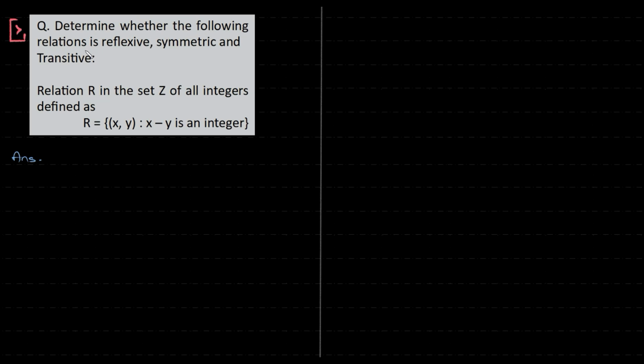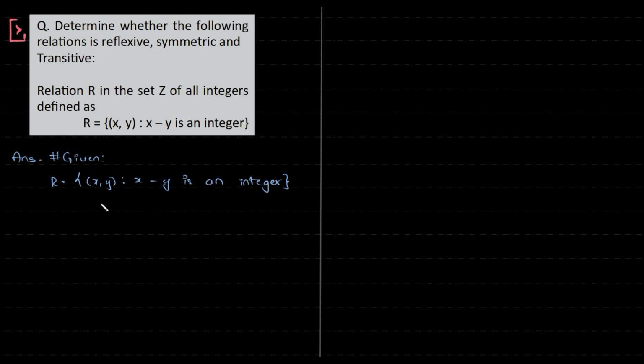Determine whether the following relation is reflexive, symmetric and transitive. So we have been given the relation where x minus y is an integer. So it's going to pick up ordered pairs wherein the difference of the numbers is an integer.